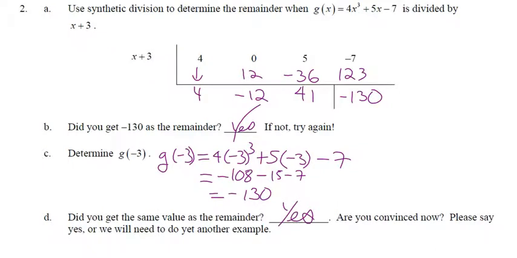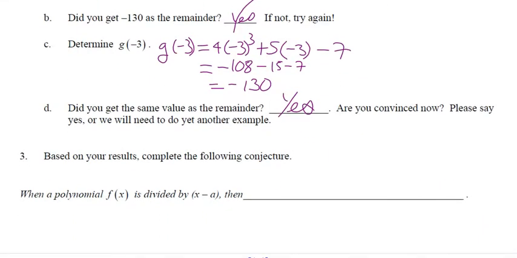Are you convinced now? No. We must do another example. You say yes, we'll need to do another example. I say possible. Okay, so we're going to come up with a conjecture based upon having done 2 examples.